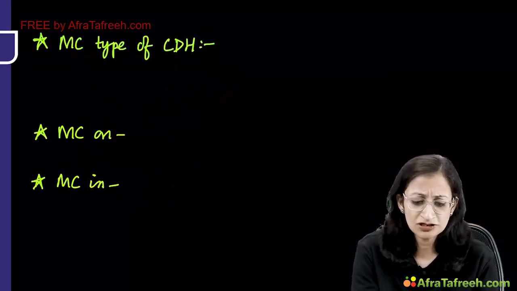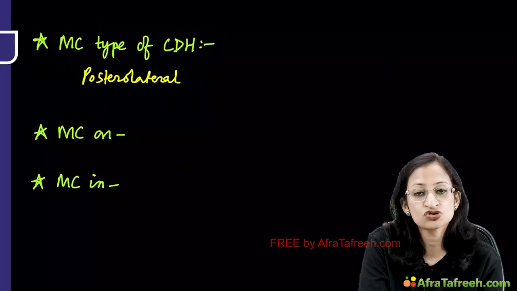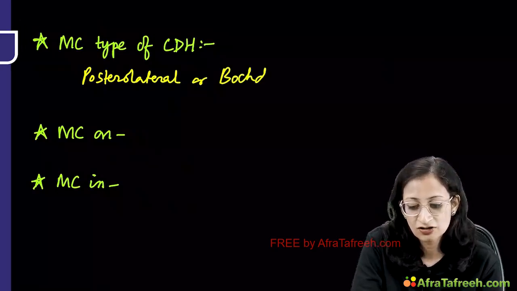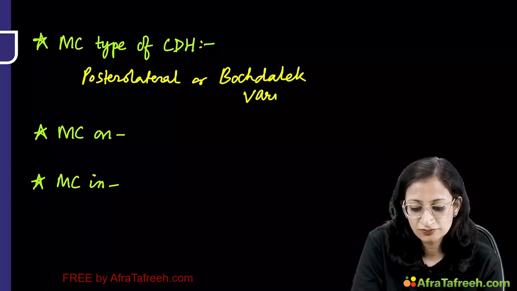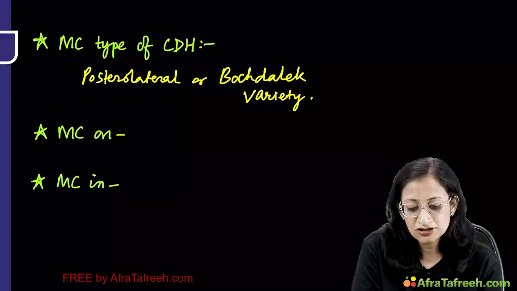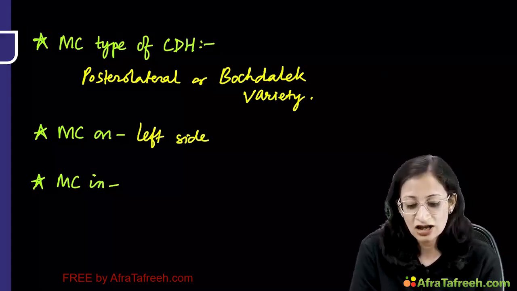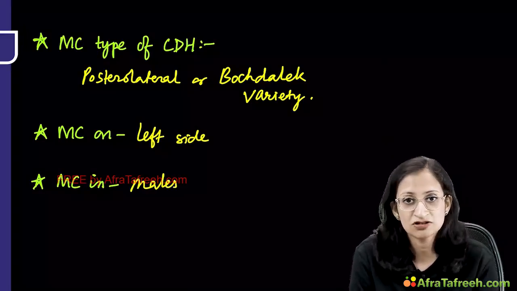Most common type of CDH seen in neonates, of course, is the posterolateral or Bochdalek variety. Okay, posterolateral, also known as Bochdalek variety. Most commonly seen on left side. Okay, left side much more common than right side, and it is more commonly seen in males, though it may happen in females as well.